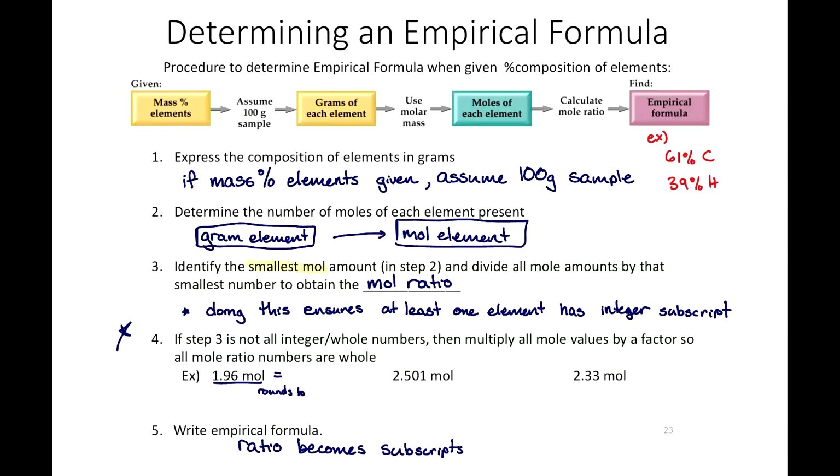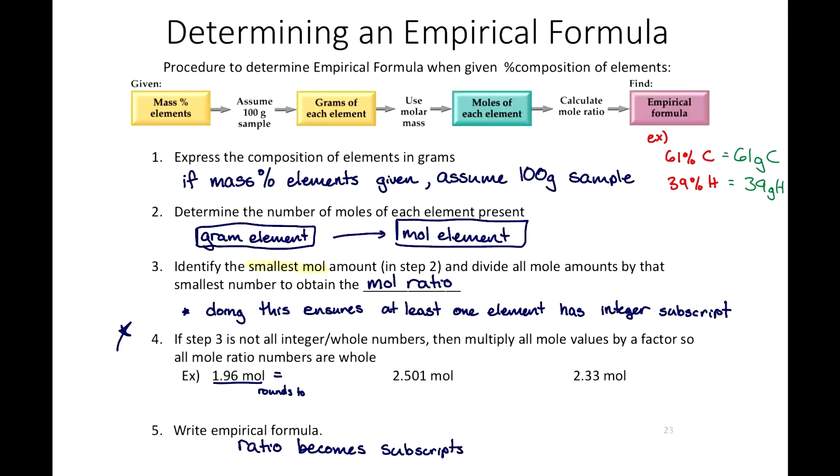If you have 100 grams of sample and you have these percent compositions by mass, how much carbon is there? 61 grams of carbon, yes. And then for hydrogen, you have 39 grams of hydrogen. So that's how you convert those percentages into masses. Just assume you have 100 grams of junk, so those percentages become gram amounts.